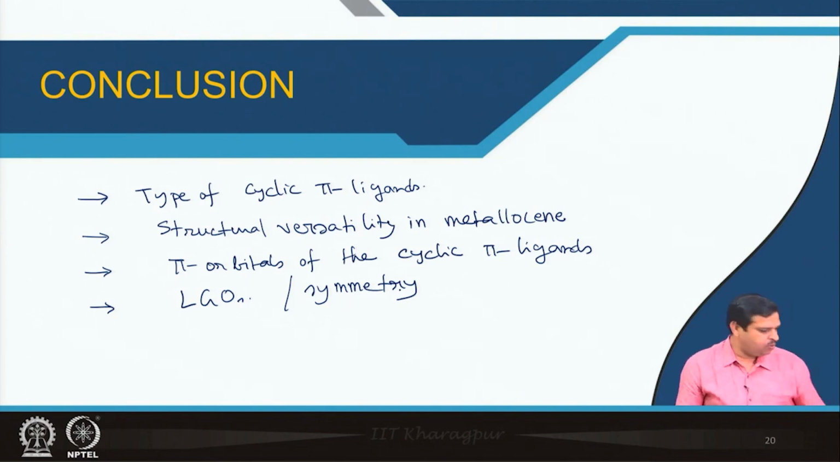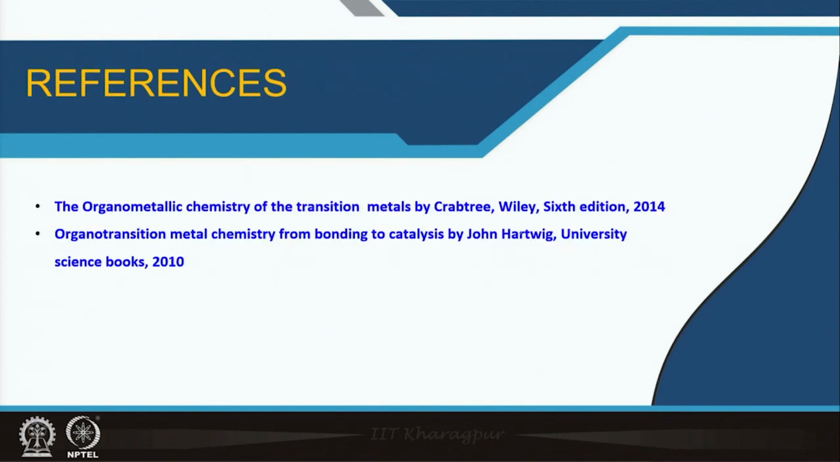In the next class we will try to understand the molecular orbitals of these metallocene kind of compounds, and these are the books you can read for whatever we have discussed in the last two classes.